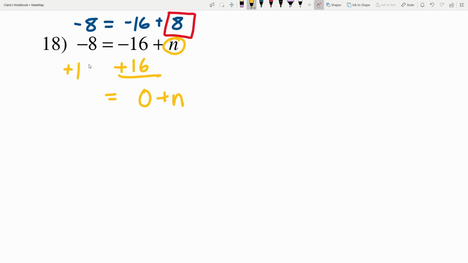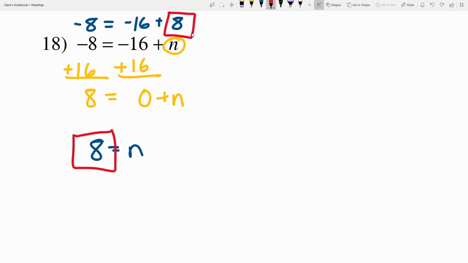So I'm going to add 16 to negative 8. Negative 8 plus 16 gives me a positive 8. So I have that 8 equals 0 plus n, which is n. So 8 is definitely my solution in number 18. And you can see that it does indeed make the equation true, or make the equation valid.